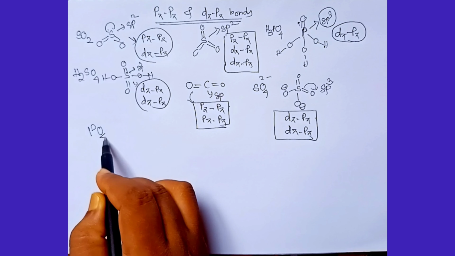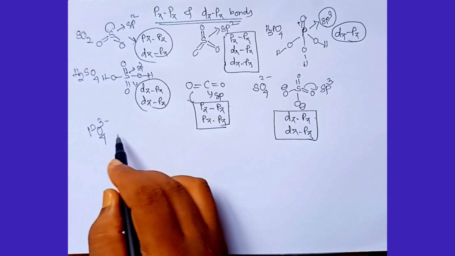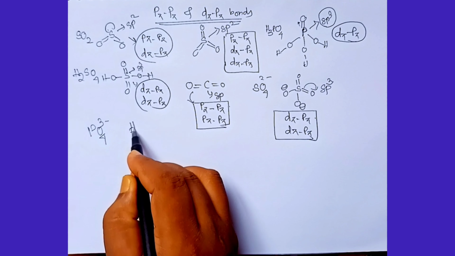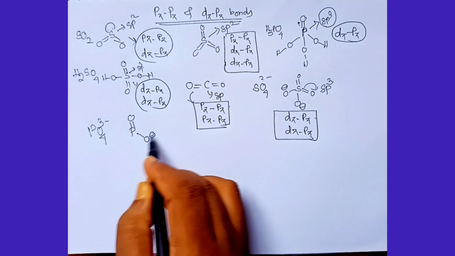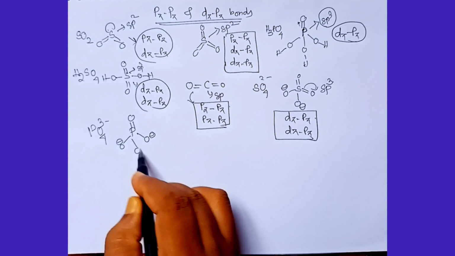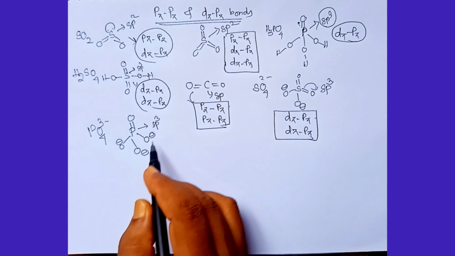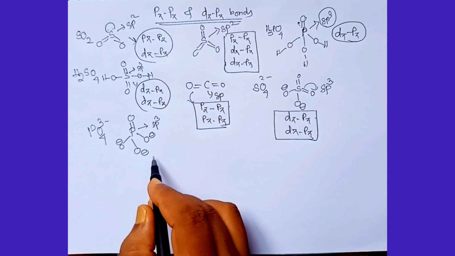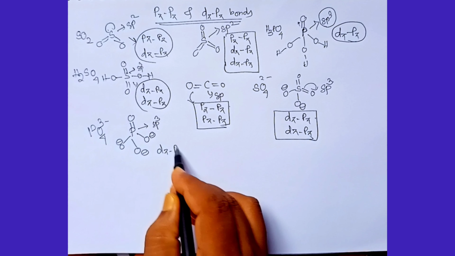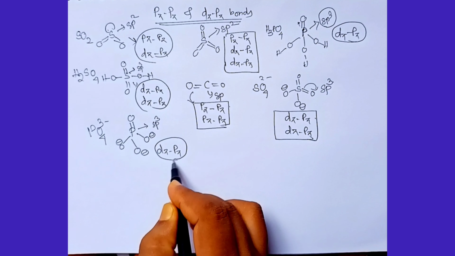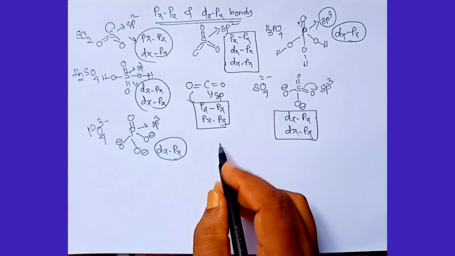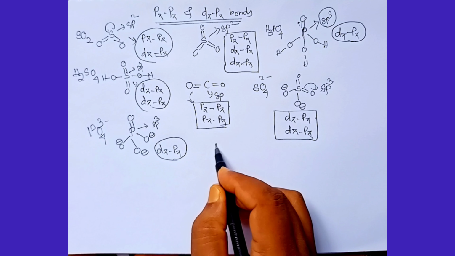Similarly the phosphate 3 minus ion. Write the structure of the phosphate ion. This is the structure of the phosphate ion. Hybridization is sp3, only 1 pi bond, so the d orbital is vacant here, so the pi bond will be d pi p pi.